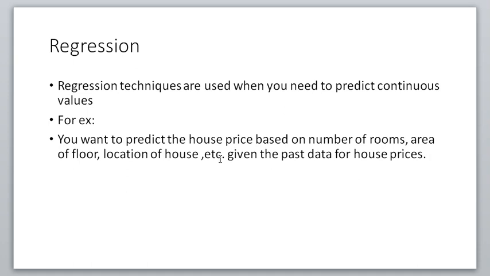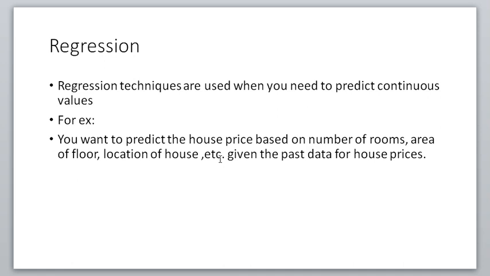Such kind of problem will be known as a regression problem, and in this the past data is also available. By past data, we mean that we know the past prices of the houses given the number of rooms, area of floor, and location of house. So this is also labeled data, where we have the past prices.